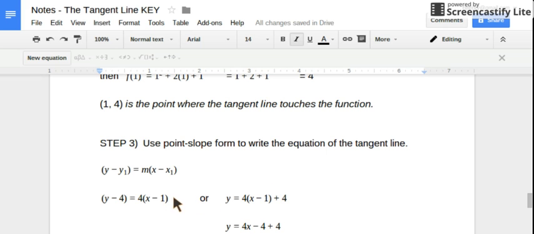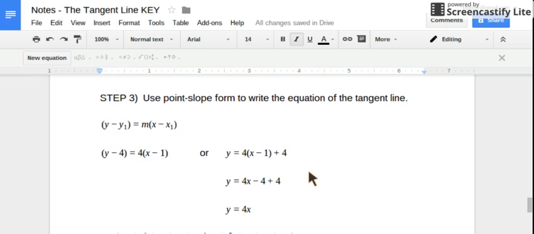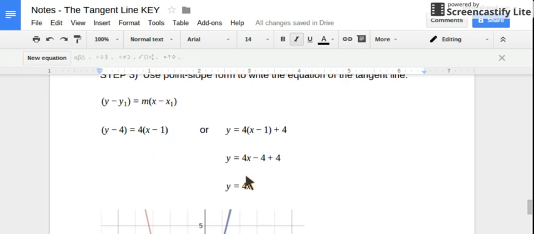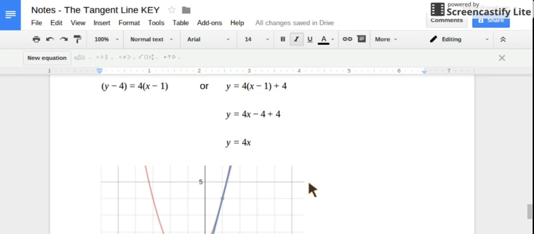We could leave it in this form or simplify it and put it into slope-intercept form. Just add 4 to both sides, distribute 4 times x and 4 times negative 1. And these 4's are going to cancel, giving us a simplified linear equation, y equals 4x.